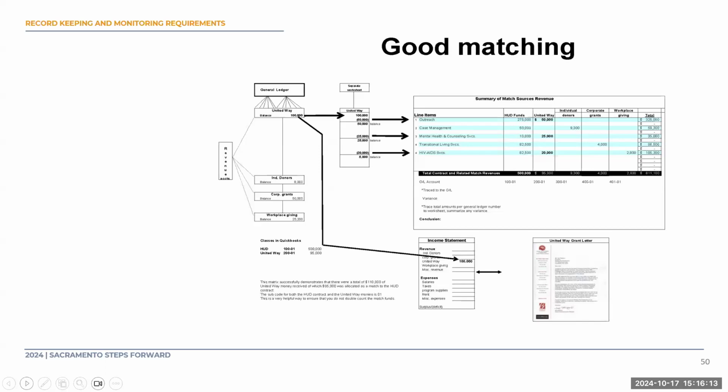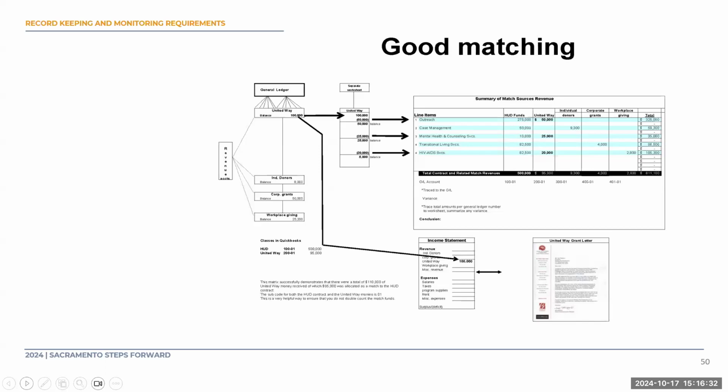So if I know I'm spending $25,000 on mental health and counseling services, I can go to those files and payment sources and say, okay, I had $25,000. Did I spend it on staff? What is it that I spent that money on? So this is a good example.